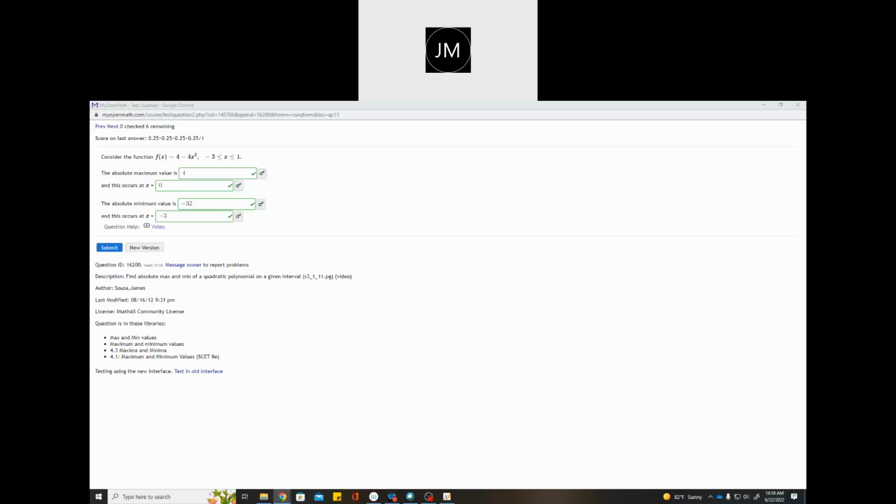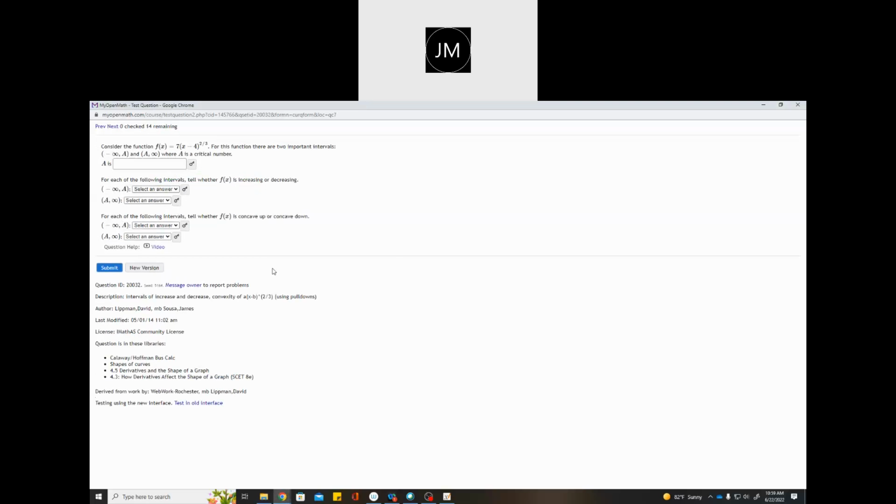Number 7. Okay, consider the function f of x is 7 times the quantity x minus 4 to the 2/3. For this function, there are two important intervals, right? So basically, we're finding a critical number and then figuring out where it's increasing, decreasing, and then where it's concave up or down.